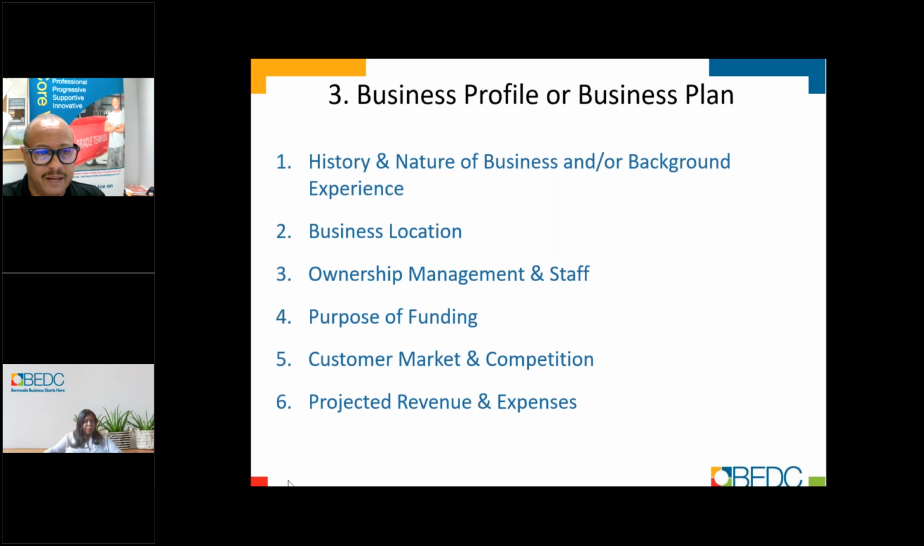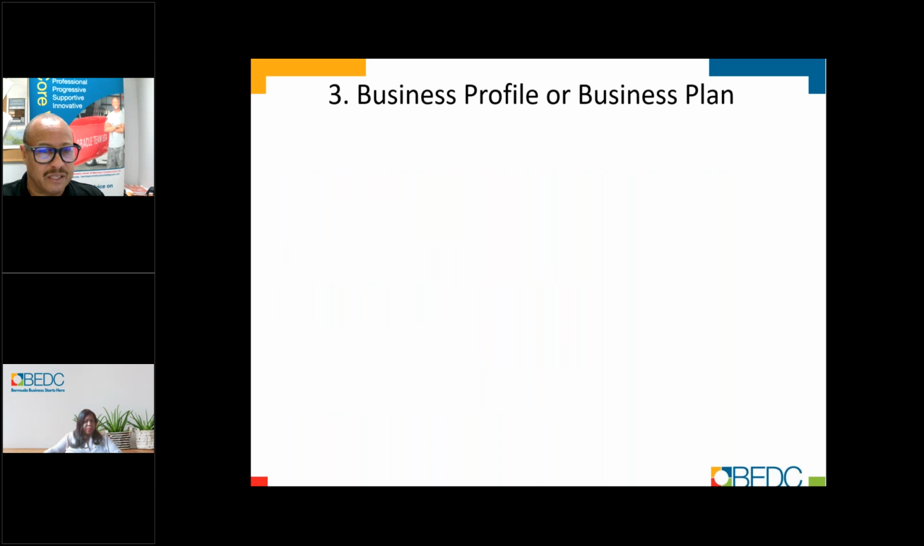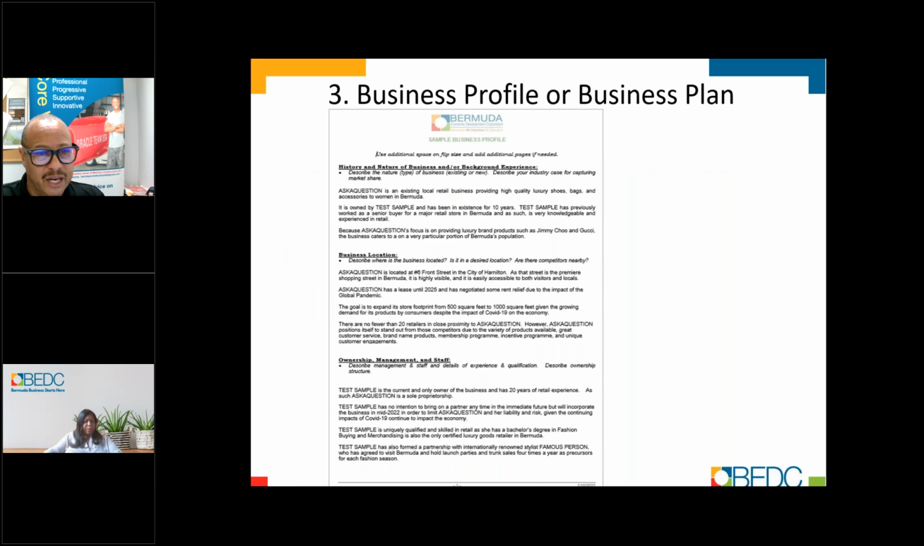So the first area is history and nature of the business, background experience. That's all pretty straightforward. Just tell me about your business. Tell me about the location and all the details. And as you can see here, Eureka has put together a really well done business profile that highlights that section. The business in question is a retail business, and they say that they provide high quality shoes, bags, and accessories to women. Okay, so we understand that.